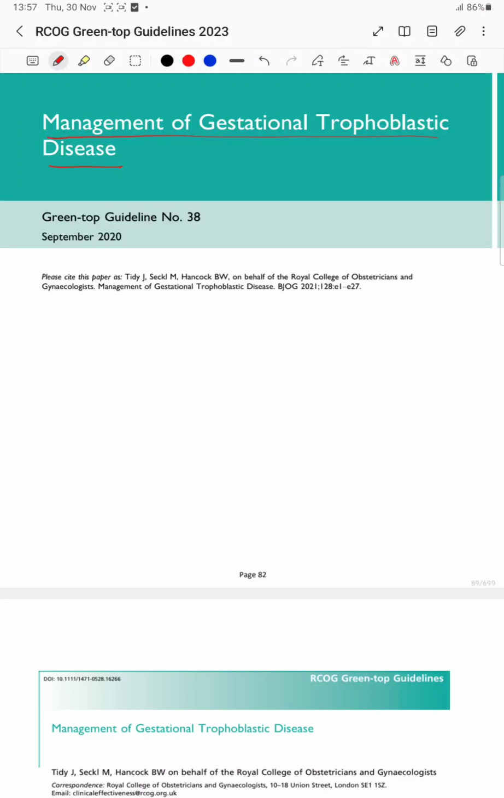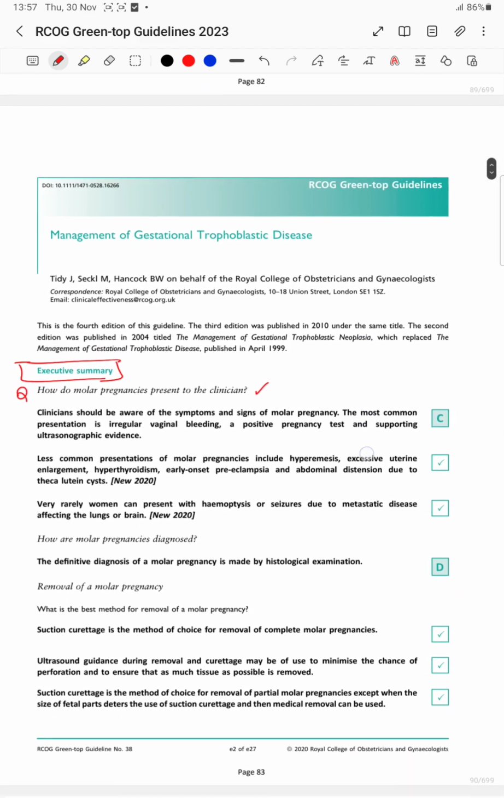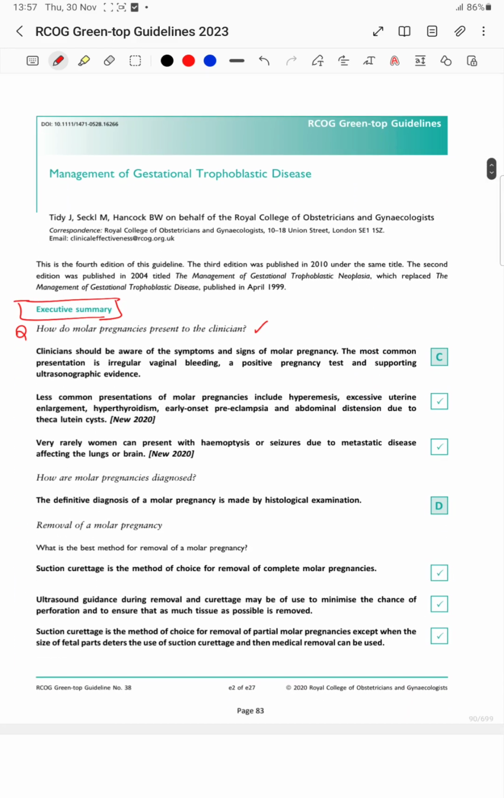So let's continue with our series of Green-top guidelines. And today's guideline is management of gestational trophoblastic disease. This is guideline number 38, GTG 38, and it was published in September 2020. The executive summary of every guideline is very important.